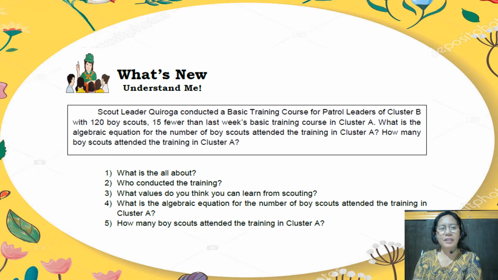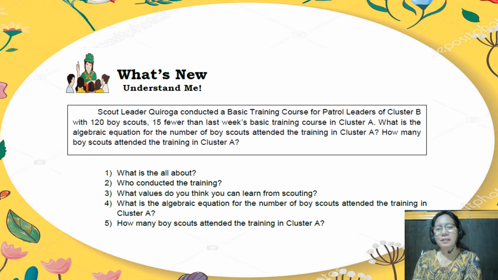Okay, we have here a word problem. Scout leader Quiroga conducted a basic training course for patrol leaders of Cluster B with 120 Boy Scouts, 15 fewer than last week's basic training course in Cluster A. What is the algebraic equation for the number of Boy Scouts who attended the training in Cluster A? How many Boy Scouts attended the training in Cluster A?